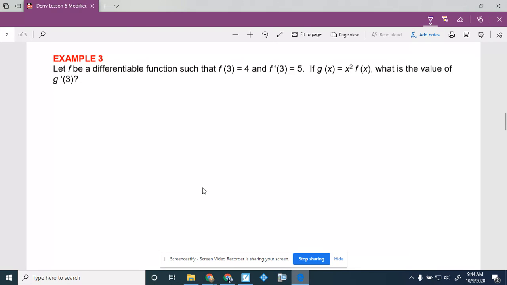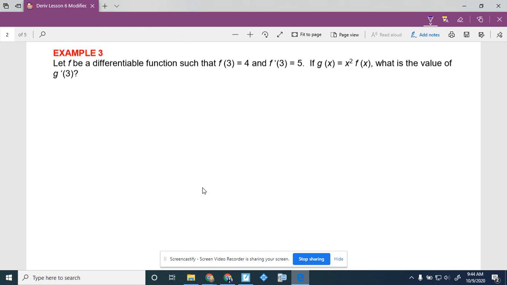Let's get a little fancy with some of the questions. So here we go. Let f be a differentiable function such that, so I give you two things here. I tell you that f of 3 equals 4. So first off, what does it mean that f of 3 equals 4? That means when you input 3 into the function f, you get an output of 4. Well, that to me is a point. That's (3, 4).